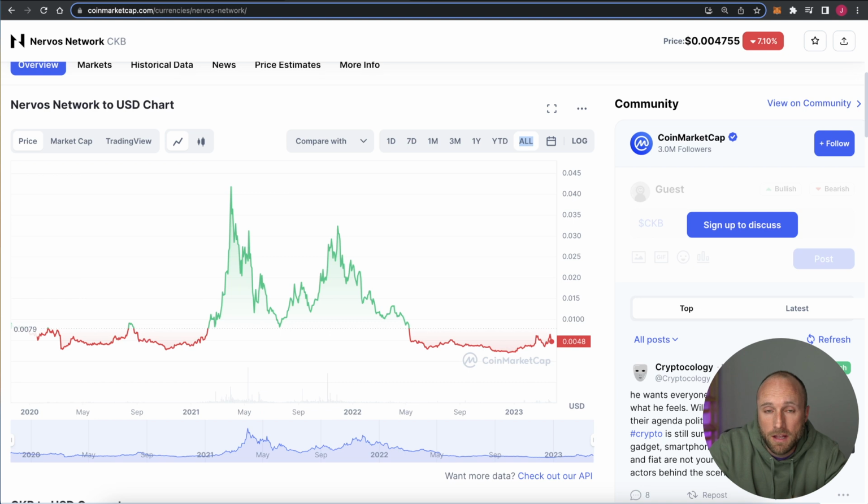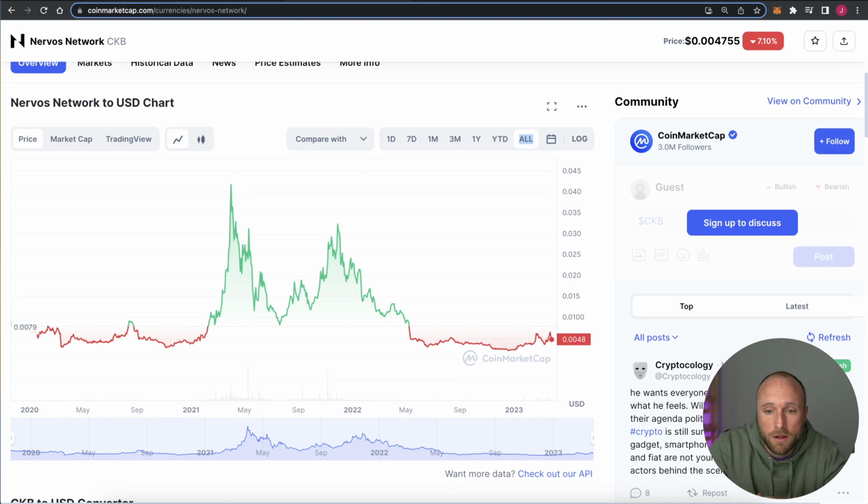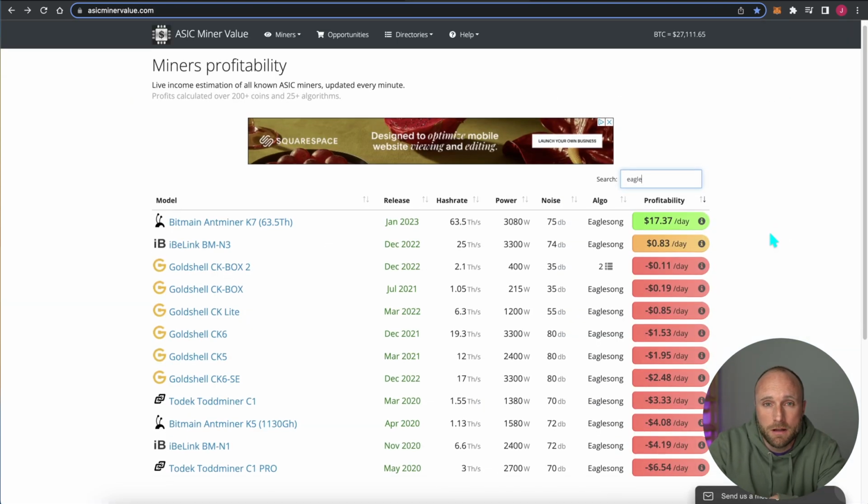Now, Nervos Network is a proof of work cryptocurrency, so the network is secured by its miners, similar to the way Bitcoin works. Next, let's look at the different competition of CKB mining devices. This miner uses the algorithm Eaglesong. So I searched the Eaglesong algorithm, and it shows here the list of different cryptocurrency miners that use this algorithm. The big one is this new miner from Bitmain, the Antminer K7. It just debuted here in January of 2023.